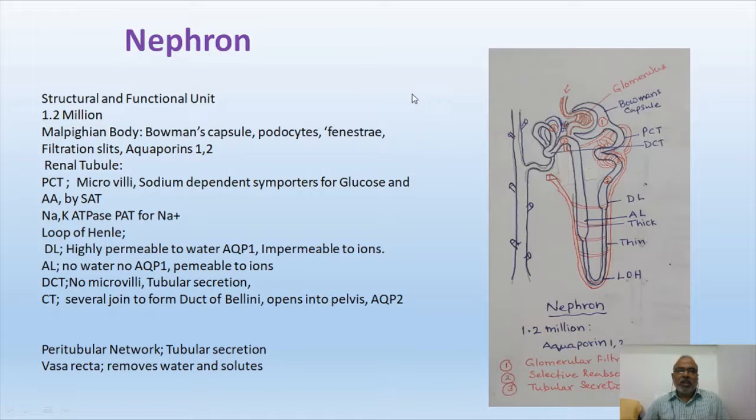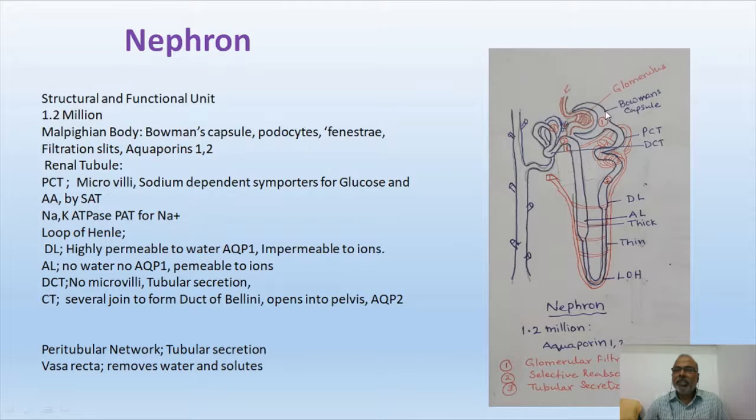How is a nephron organized? Let's see. Nephrons are the structural and functional units of kidneys. Each kidney, as I mentioned, has 1 million to 1.2 million nephrons. And let us see the structure of nephrons. Each nephron has two fundamental regions. One region is called the Malpighian region or Malpighian corpuscle, and the other region is known as the renal tubule.